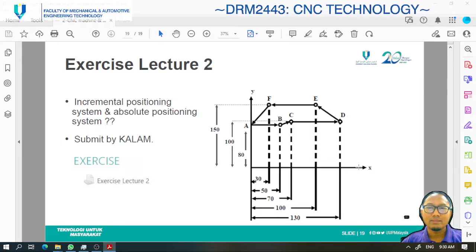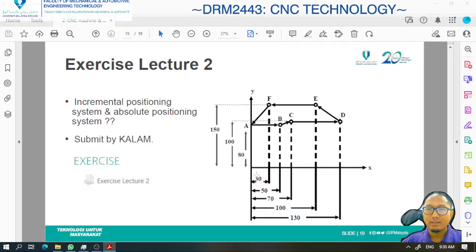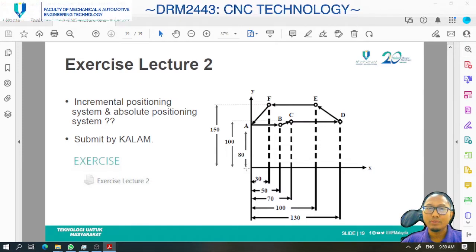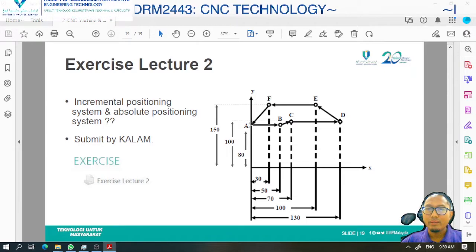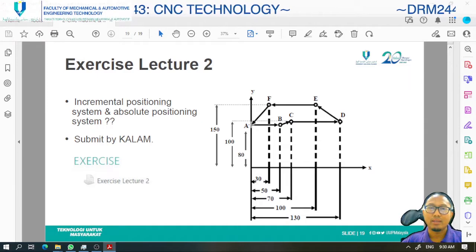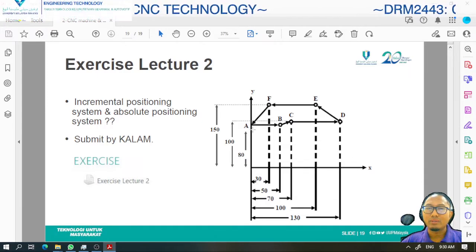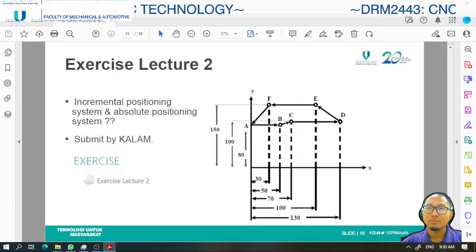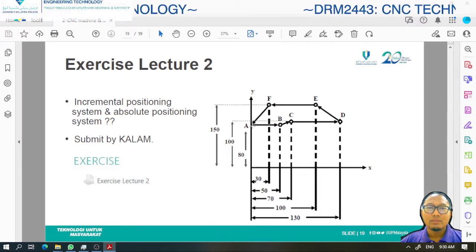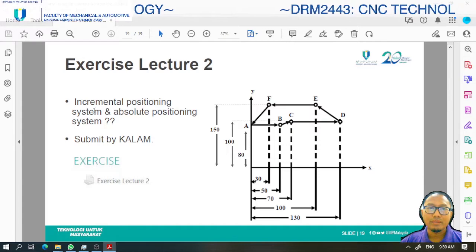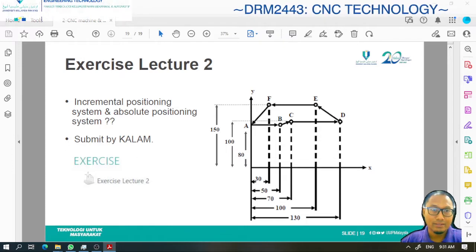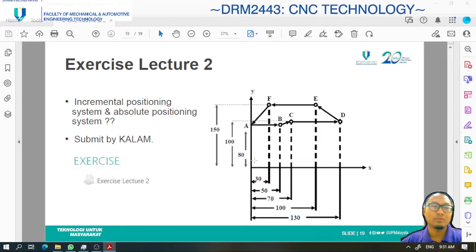So we have some exercise here. In this diagram, we have the origin here. By default the origin would be 0, 0. Move to point A and then point B, C, D, E, F, and back to point A. So you are going to need to write the coordinates for 1, 2, 3, 4, 5, 6, 7 points, back to point A. Please make a table for both incremental and absolute positioning systems, and then you can submit through Kalam in the exercise lecture 2. Okay, that's it for our topic today.